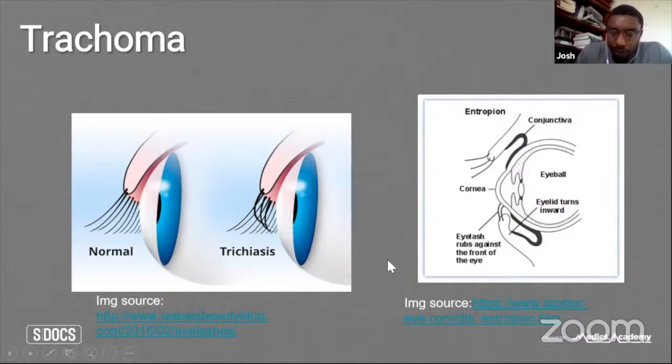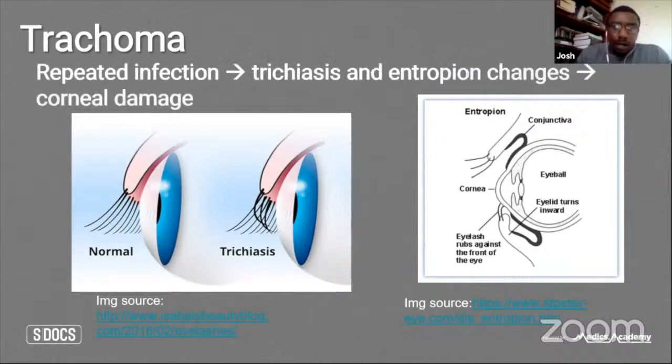What this image shows as well, if you look carefully, is that both the trichiasis combined with the entropion is causing the eyelash to scratch against the cornea. Once you've got those changes, the eyelash is going to continually scratch against the cornea, and that's going to be affecting and damaging the cornea. And once you start to damage the cornea, it's going to affect the transparency of the cornea. Once it starts to scar up, that's going to really affect sight. So as I mentioned, repeated infection leads to trichiasis and entropion, which leads to corneal damage.